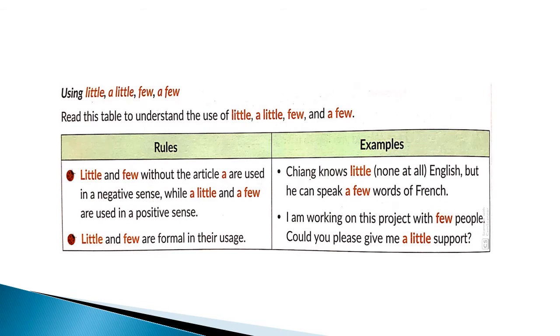Now, how to use little, a little, few and a few. You have to understand that little and few means none at all. For example, Chiang knows little English means he does not know English, but he can speak a few words of French. So when we use the article a with little and few, we are using them in the positive sense. However, when we use them without the article a, we are using them in the negative sense. And little and few are also a formal use. They are formal type of language. Similarly, I am working on this project with few people. Could you please give me a little support?